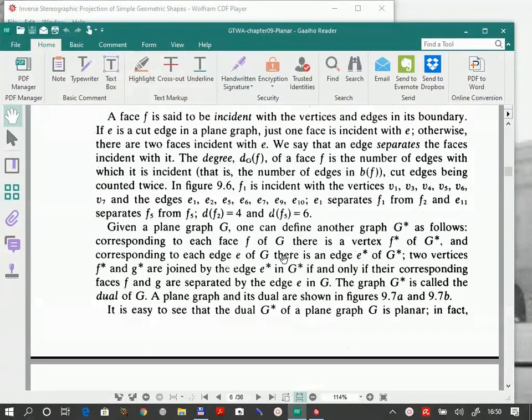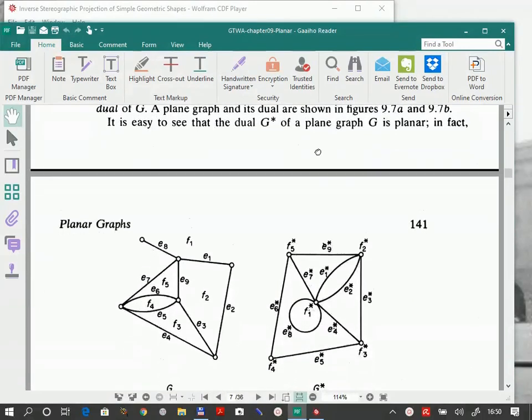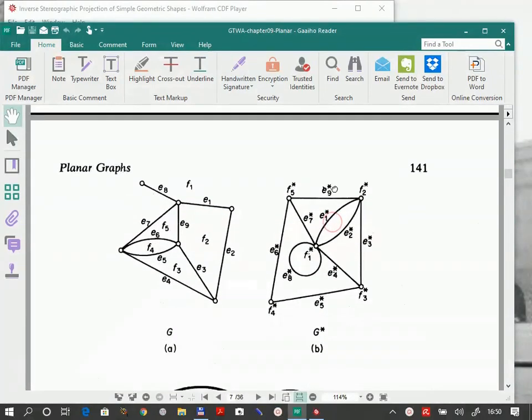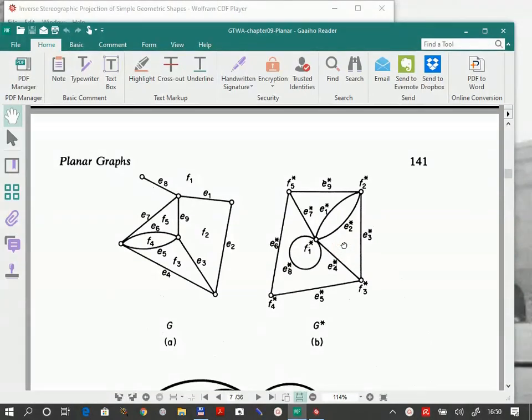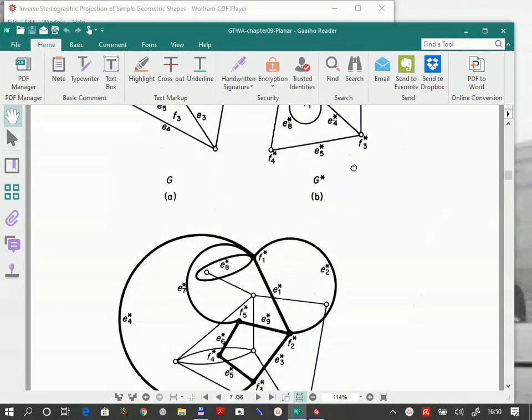Okay? And so, for instance, if you have a cut edge and a certain face is bordering with itself, then actually you'll have a loop in the graph G star. G star is called the dual of G. And the plane graph and its dual are shown here. Here you have the most natural thing, which is to superimpose one on the other.